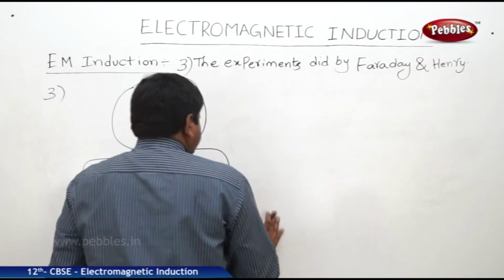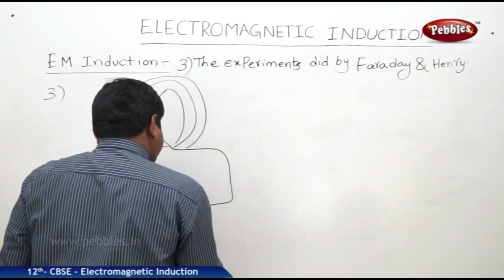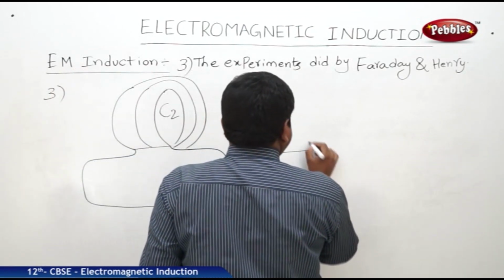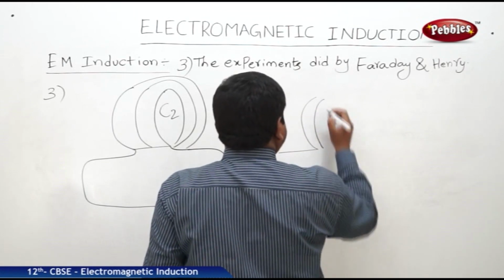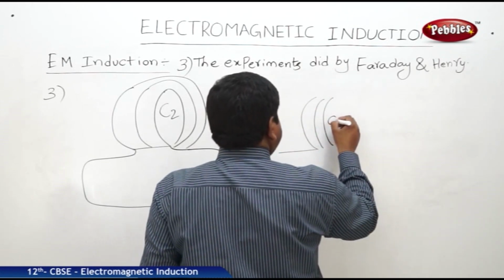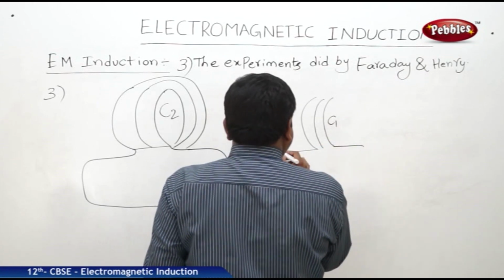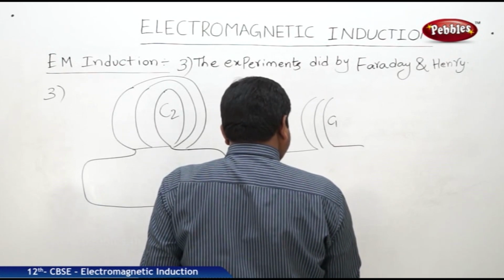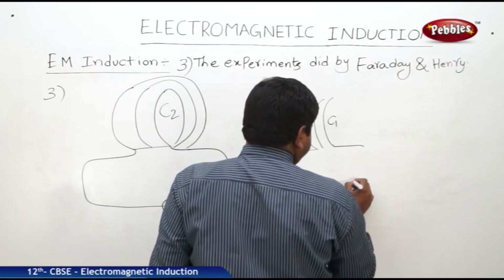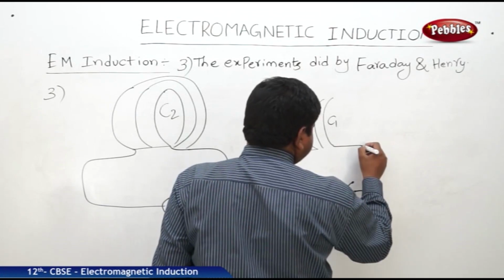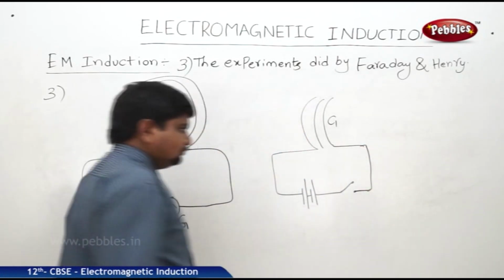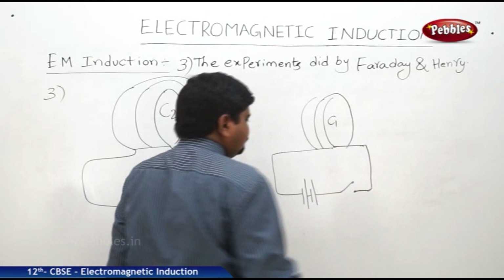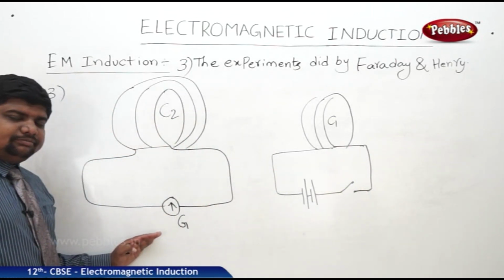And this coil is connected to the galvanometer initially. Let us say this coil is C2 and there is a C1 coil. Coil C1, C2, connected to the tap key. This coil 1 is connected to the battery and tap key. Coil 2 is simply connected to the galvanometer.